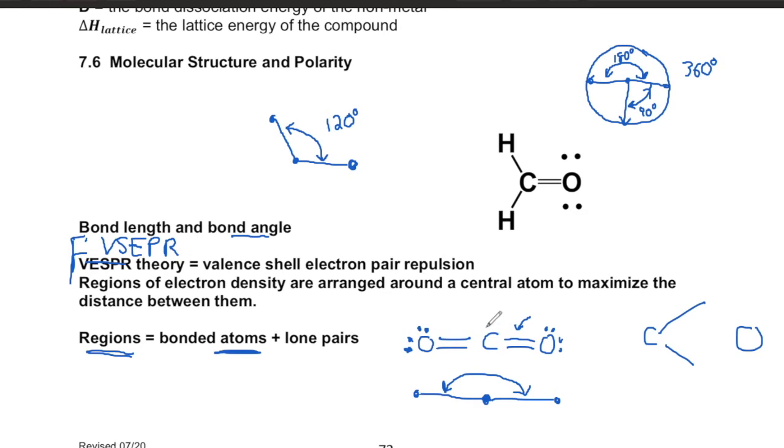So the regions for this molecule are the bonded atoms on carbon, the central atom, which in this case has two bonded oxygen atoms and 0 lone pairs on it. There are other lone pairs on other atoms in the molecule, but that is not what we're counting. We're counting the 2 atoms and the 0 lone pairs on carbon, so this carbon has to make room for 2 regions. And as far apart as it can get the 2 regions is 180 degrees. If it gets any further, then they'll be closer in the other direction. So that's as far apart as they can get.